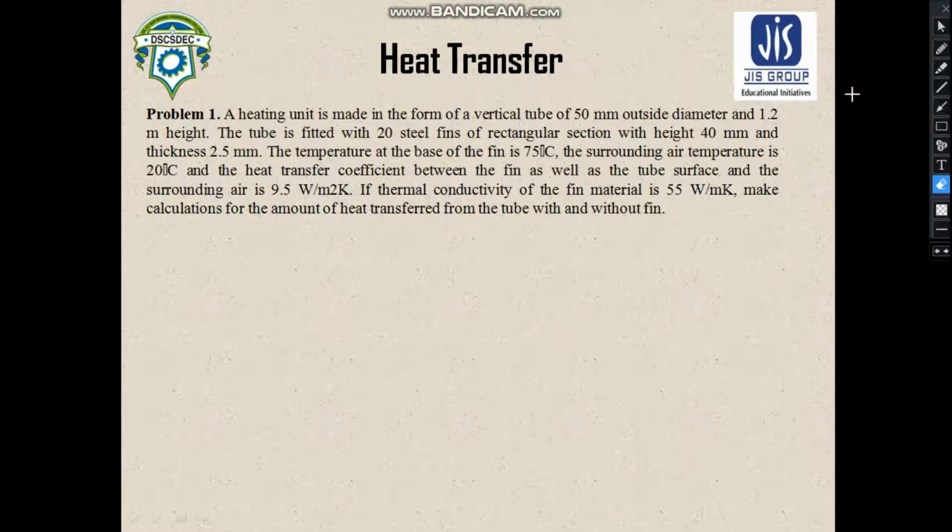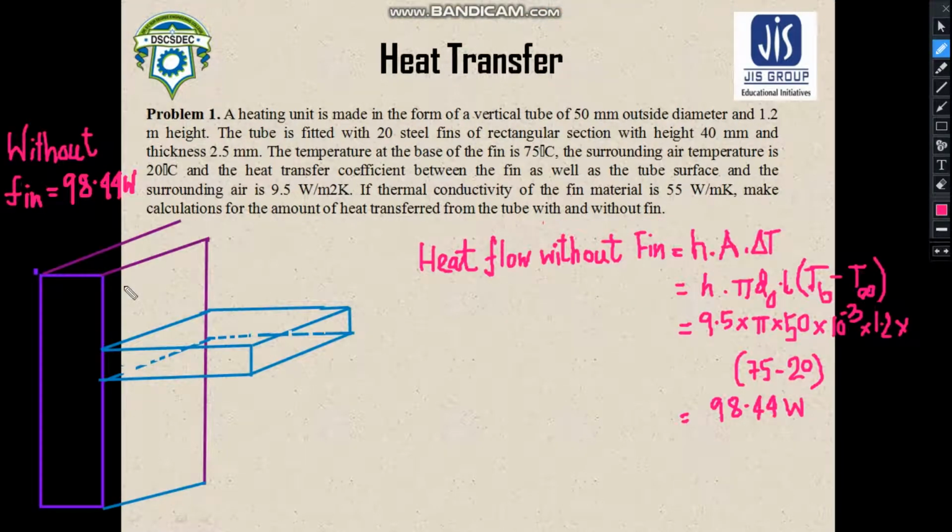The surrounding air temperature is 20 degrees Celsius, and the heat transfer coefficient between the fin as well as the tube surface and the surrounding air is 9.5 watt per meter square Kelvin. If the thermal conductivity of the fin material is 55 watt per meter Kelvin, calculate the amount of heat transferred from the tube with fin and without fin. So this is our question here. Here I have drawn a case of a rectangular fin, but please consider that in this problem it is not a rectangular fin.